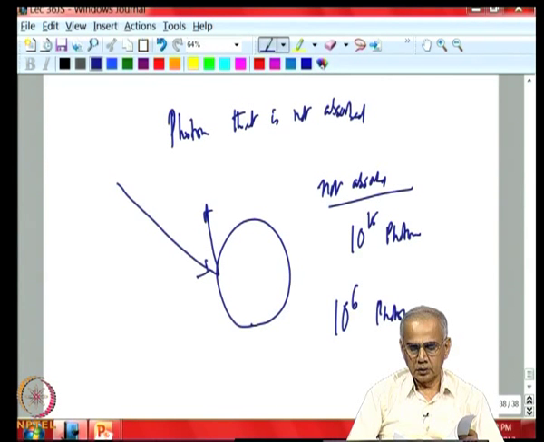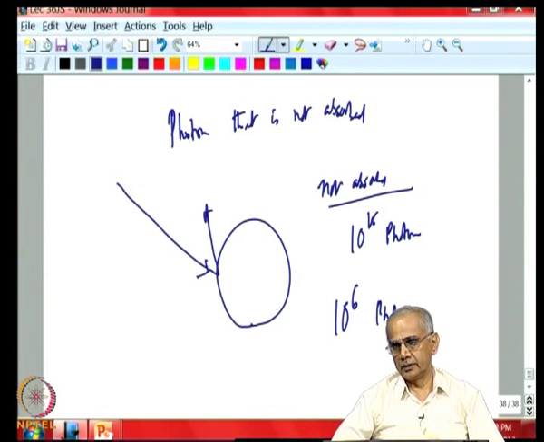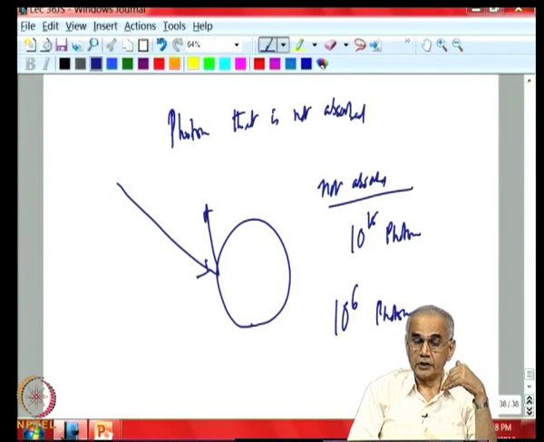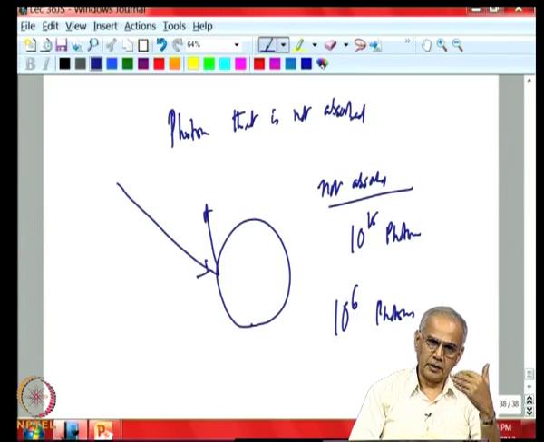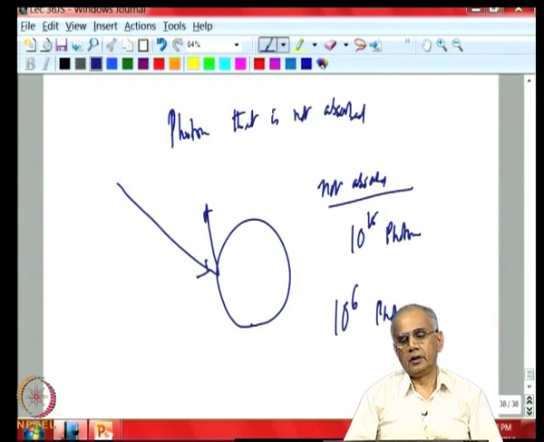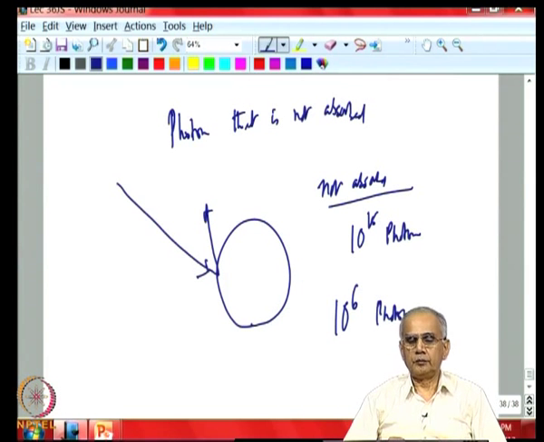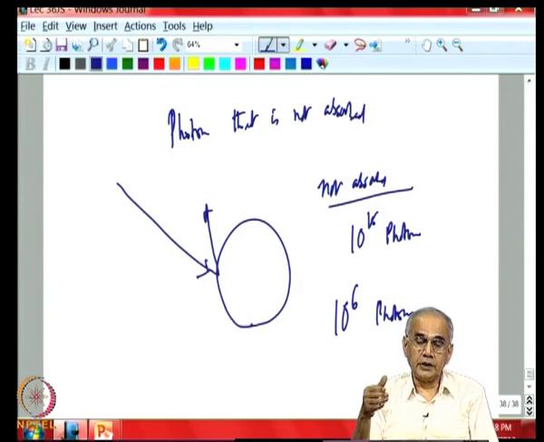Now, we will not discuss specific details of the Monte Carlo technique; within it there are various ways to accelerate the process of ray tracing or determining the fate of the photon. We will not go into those details.